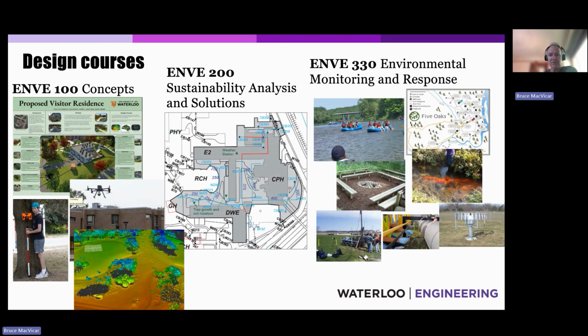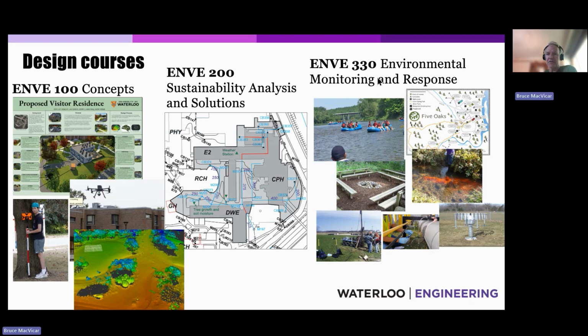So we have a weather station. We have some information on tree growth and soil moisture. We can monitor the pipes as well to understand how the flow is, how the runoff is responding to a precipitation event and where there might be flooding problems, where there might be water quality problems.